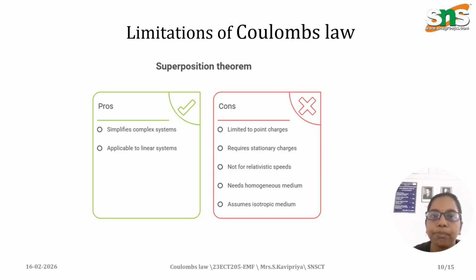Next, what are the limitations of Coulomb's law? It simplifies complex equations and is applicable to linear systems. These are the pros. As far as the cons are concerned, it is limited to point charges and is applicable only to stationary charges. These are the main limitations of Coulomb's law.